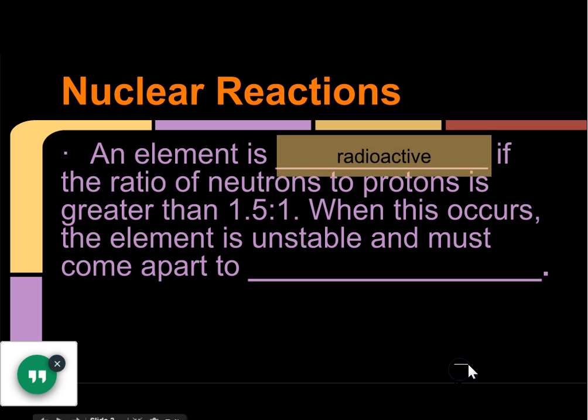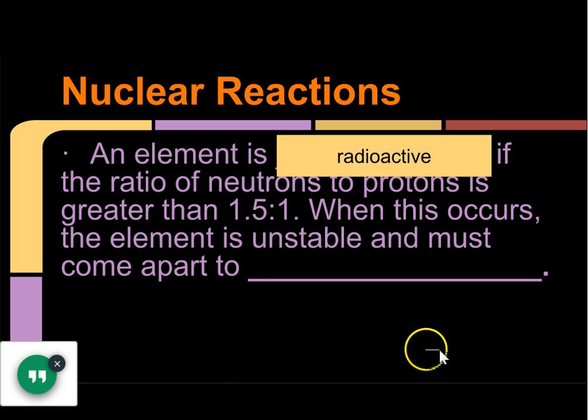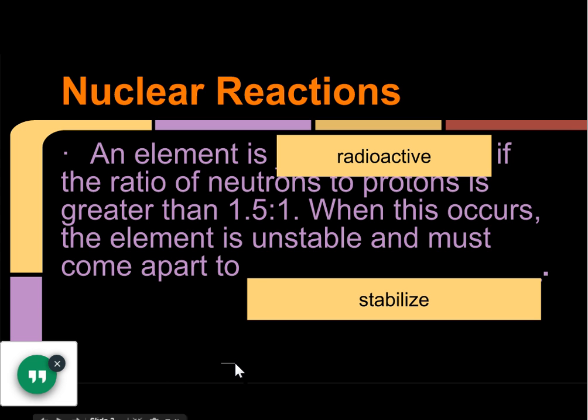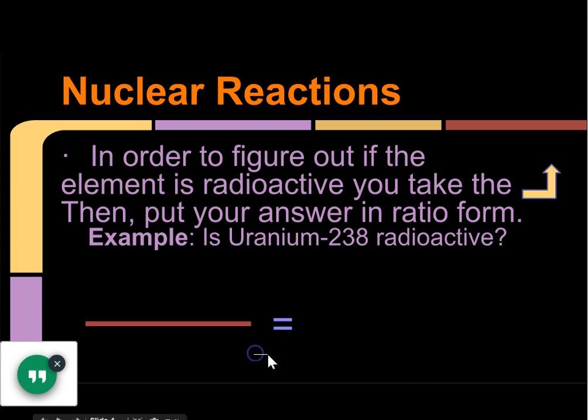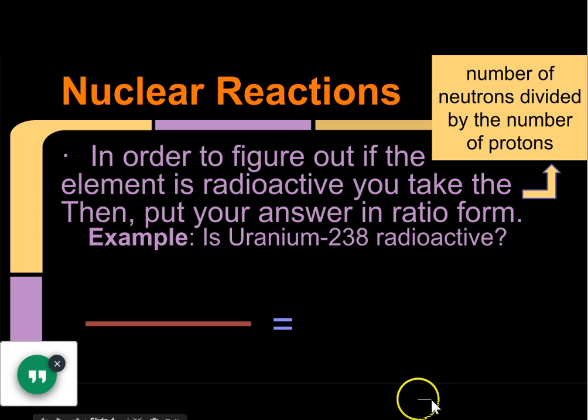An element is going to be considered radioactive if the ratio of neutrons to protons is greater than 1.5 to 1. When this occurs, the element is going to be unstable and must come apart to stabilize. So let's practice this in order to figure out if something is radioactive. You're going to take the number of neutrons divided by the number of protons and then put your answer in ratio form.